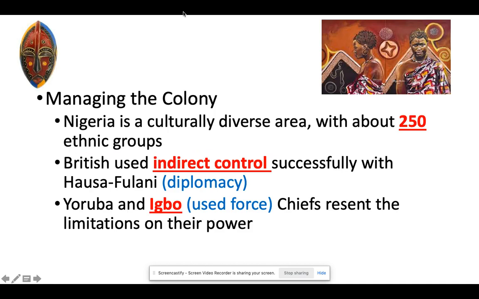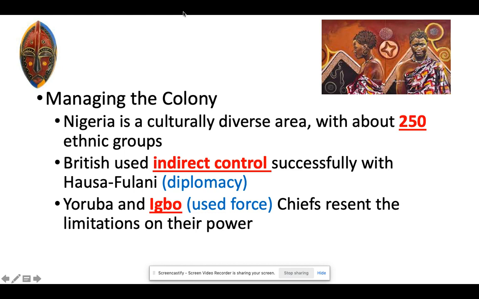So still looking at Nigeria, how are they going to manage the colony? And as I said, they use diplomacy and they also use force. And they do pick and choose when they're going to use diplomacy and when they're going to use force. And as I mentioned earlier, Nigeria is a very culturally diverse area. You have about 250 different ethnic groups. Well, you have 3 groups that are very large, and that's who you focus on. And that's who the British are going to focus on.